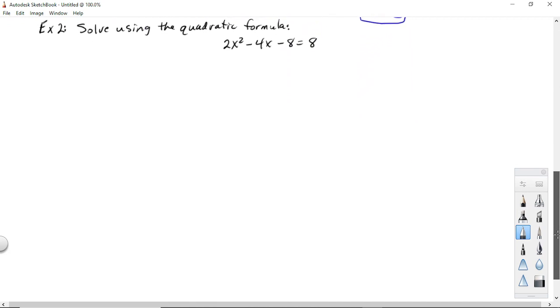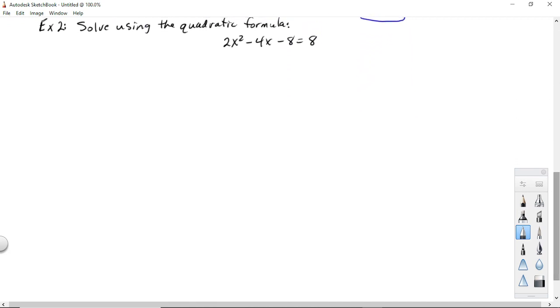Solve using the quadratic formula. There's an equation. This one is not in standard form. It is not set to 0, right, as it is right there. So that's the first thing we have to do. This has to have 0 on the right side of the equation.